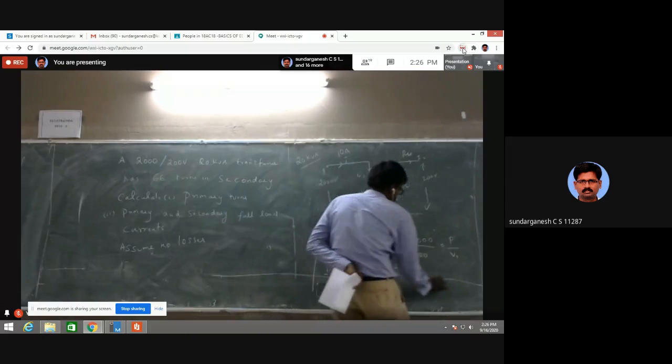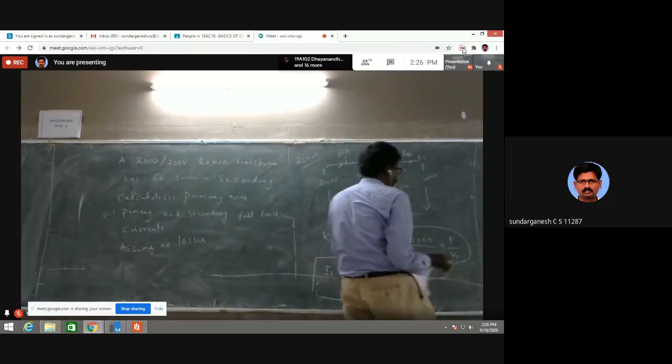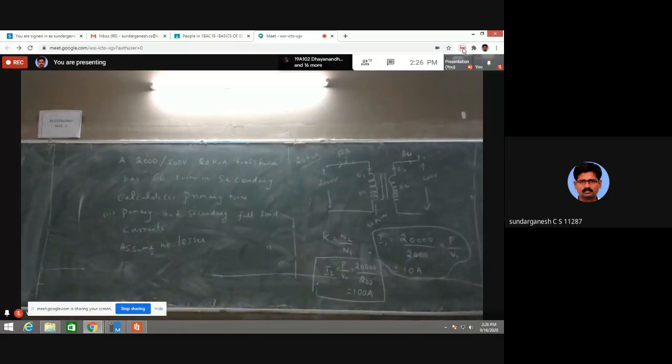So I have found the current I1, and I have found the current I2 with the help of power. I know the power, I know the voltage, so I find I1. Since there are no losses, all the power will be transferred to the other side, so I have found I2. Next, we have to find N1.